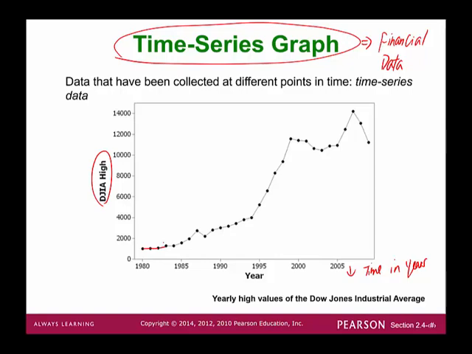And also you can analyze this graph. You see the overall trend here is increasing, meaning as time goes by, the yearly high value of the Dow Jones Industrial Average increases over time. You can also see some cycle effect here. You see, this is a typical cycle here. So there are a lot of elements you could analyze in terms of a time series graph.